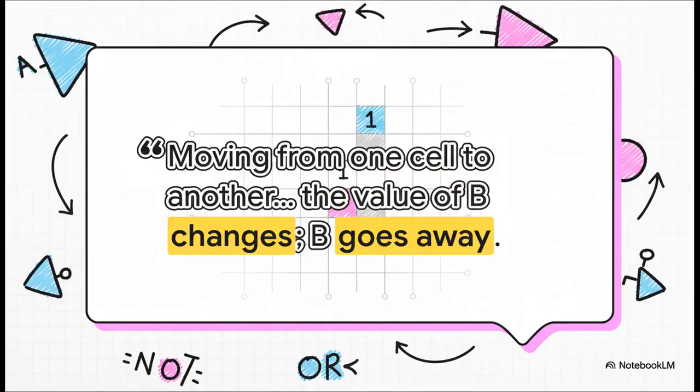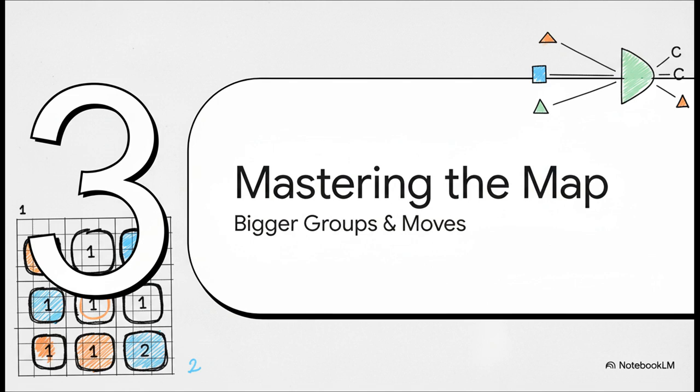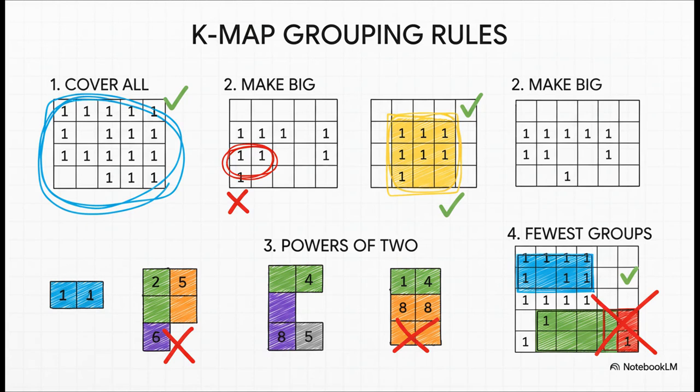That's it. And this quote, it really nails the core idea. You could almost think of it like a little rule in your head. If a variable can't make up its mind inside a group, if it flips its value, then it's not essential, so it goes away. That's the powerful insight that makes this whole thing feel so intuitive. Okay, so we've got the basics down. Now let's see how this thing scales up. Because when the maps get bigger with more variables, the same rules apply, but the moves we can make get even more powerful.